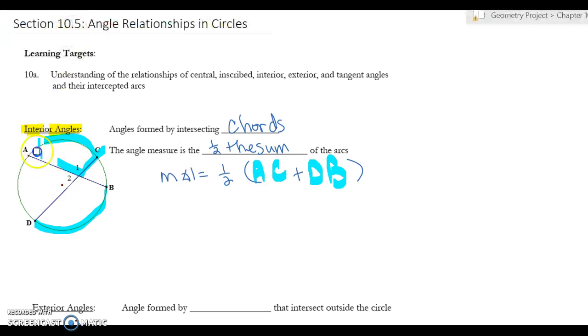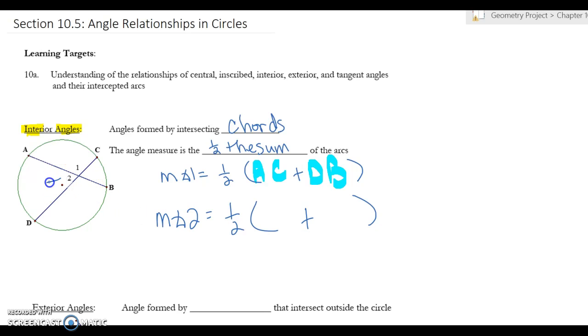Okay. Let's try. Why don't you try and see if you can figure out what angle 2 is? And when you think you got it, you can press play. So the measure of angle 2 is half the sum of the two arcs. Angle 2 is opposite this one. So it's AD, and that's vertical with this one, CB. So again, the angle equals half of the arcs, and you add them for interior.